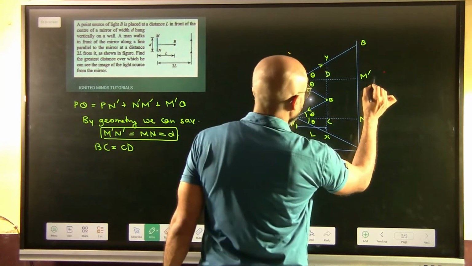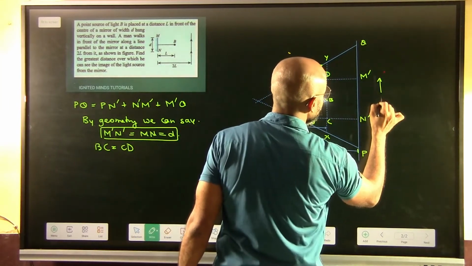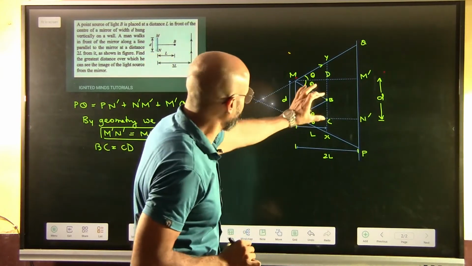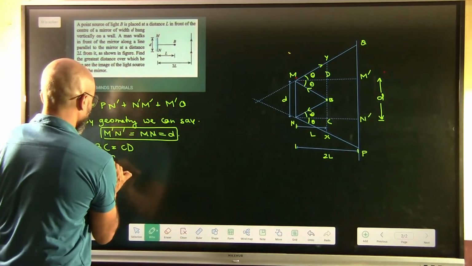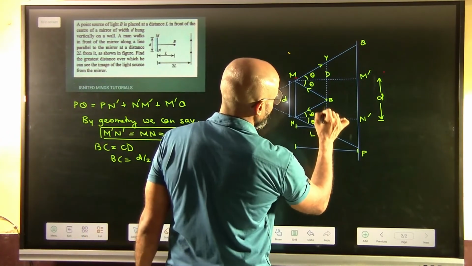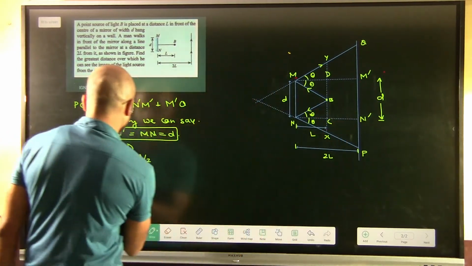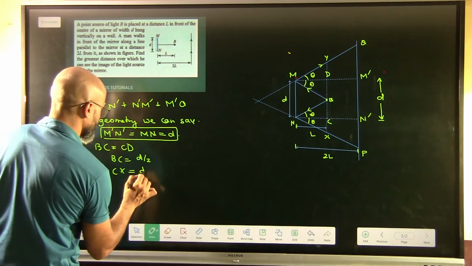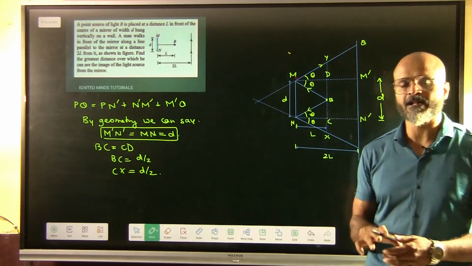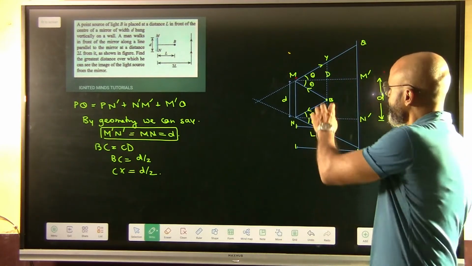Let me write the ones which we are deriving here. So this will be obviously D, this will be obviously D. Now BC will be equal to CD, so BC will be equal to D by 2, and so CX will also be equal to D by 2. See, it's very obvious, because we don't have to prove in physics as we do in mathematics, but let's say why would it be equal?